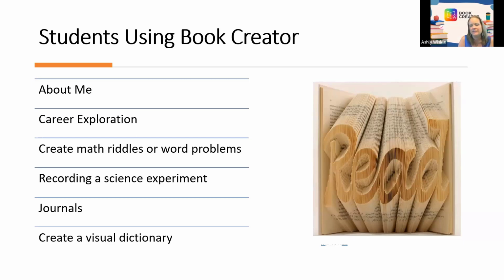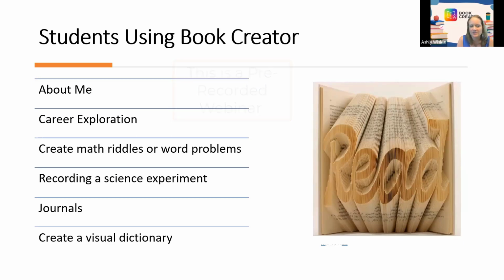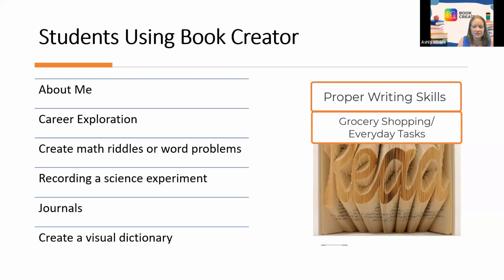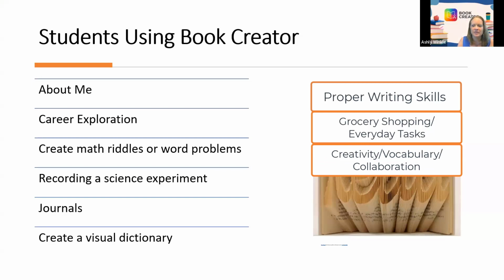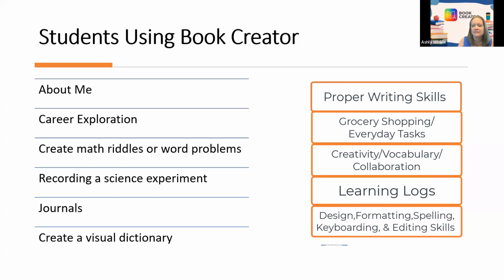So I'm going to pause for a second and talk about some of these ideas. What skills do you see being developed through these activities? Proper writing skills. Any opportunity we have to get them writing, we should take. Carol said going to the grocery store. Okay. Sonia said creativity, vocabulary, collaboration. Great. A log of what they want to learn versus what they learned. Design and formatting skills, spelling, keyboarding, editing.